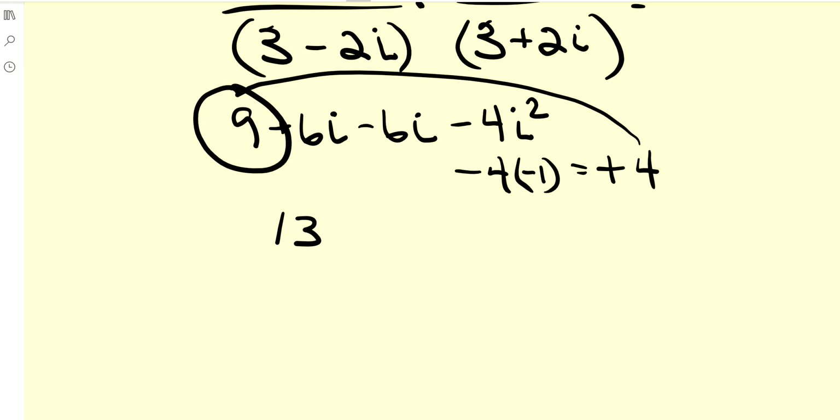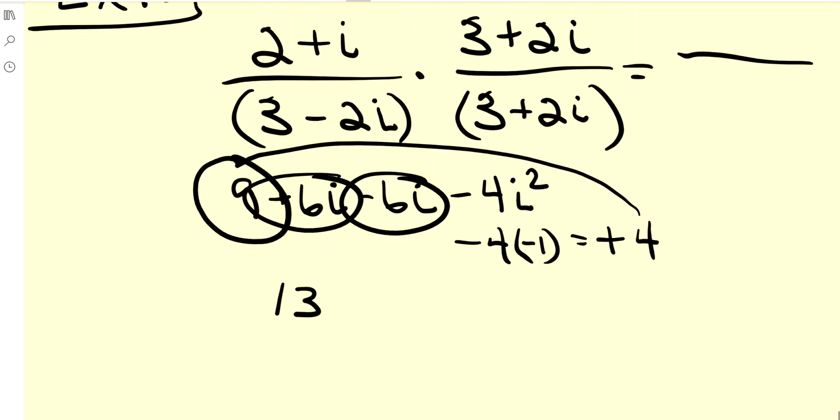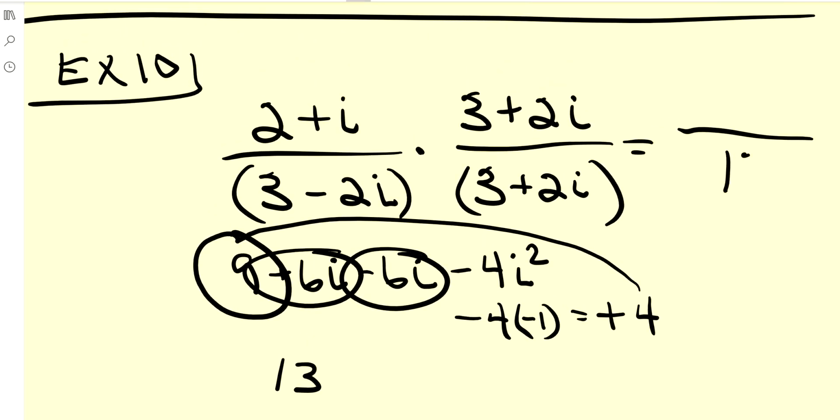Okay, so I got 9 and 4. Then, going on, I've got positive 6i minus 6i, so I have 13 in the denominator. Remember, that's what I was doing here, and 13 is going to go here.